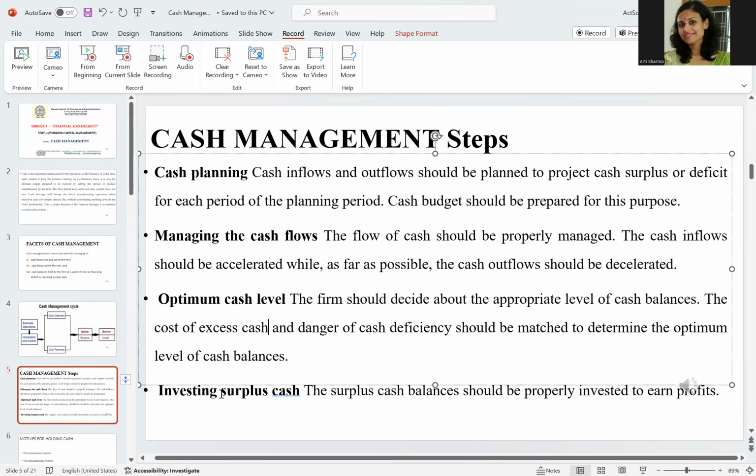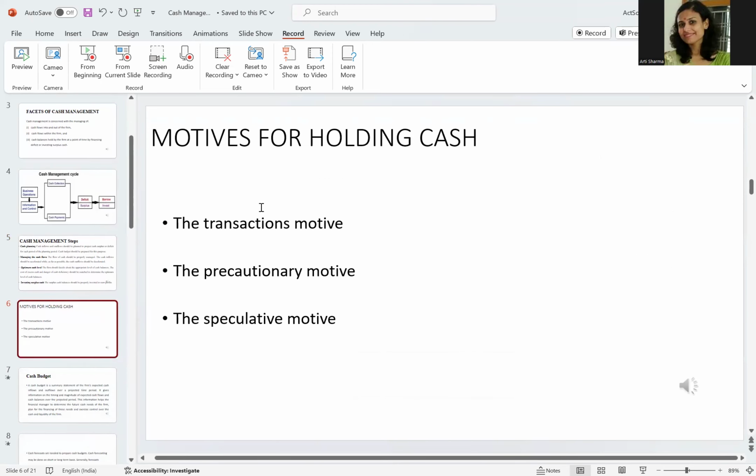Next is investing surplus cash. अब हम क्या करेंगे, जो भी हमारा सरप्लस कैश है उसको हम इन्वेस्ट कर देंगे ताकि हम उस पर कुछ प्रॉफिट्स अर्न कर सकें. Now there are three motives again, just like the inventory stock. In cash management also there are three motives of holding cash. First is the transaction motive, second is the precautionary motive, and third is the speculative motive.